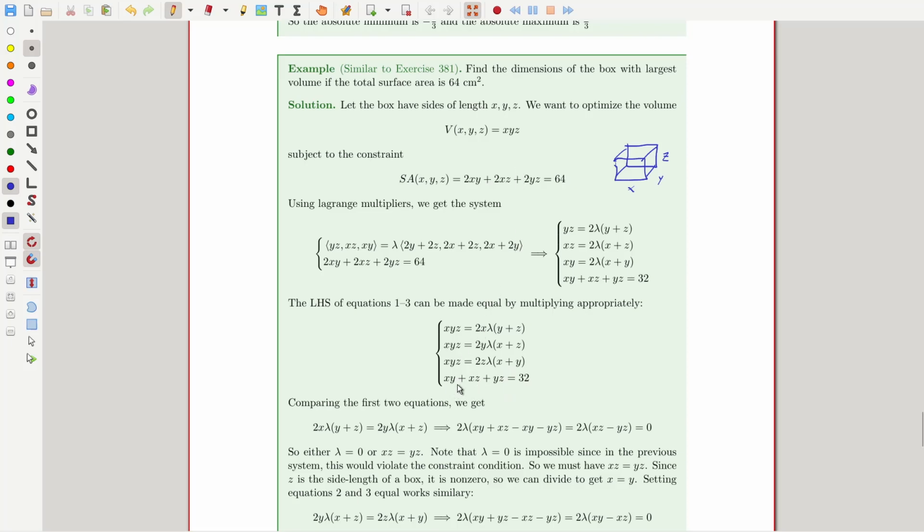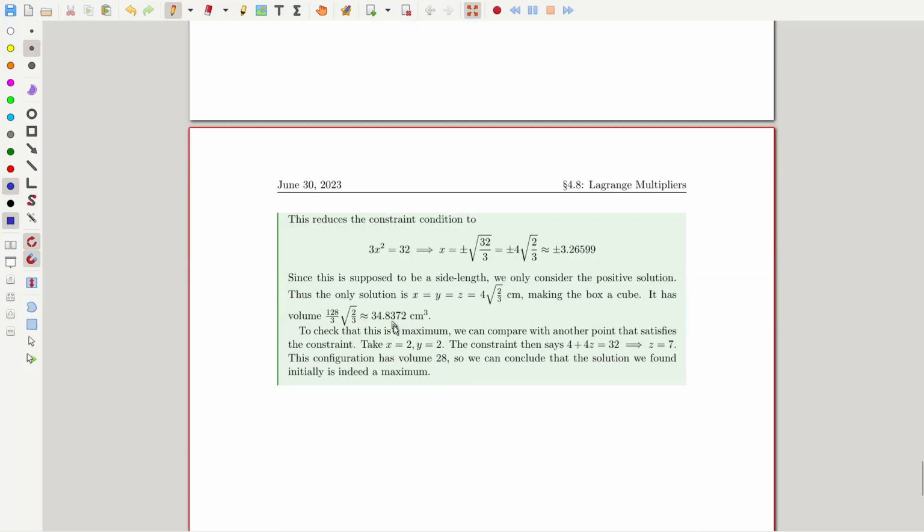So if x and y are equal to 2, you get 4 plus 2z plus 2z. So you get 4 plus 4z is equal to 32. That is what I write here: 4 plus 4z equals 32. And solving for z, we get z is equal to 7. So we end up with the point (2, 2, 7) as a possible configuration for this box. When you calculate the volume of this box, you get 28, which is certainly less than 34. So that means that this solution we found is a maximum.